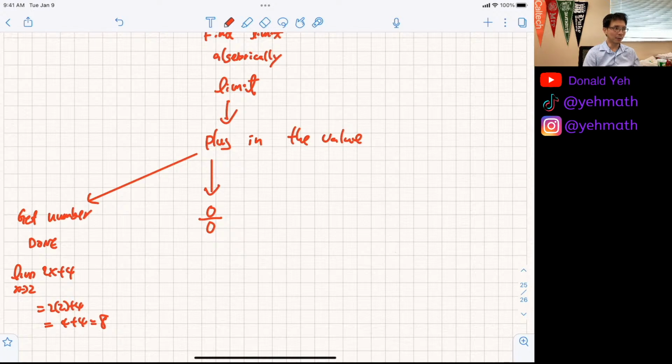Now 0 over 0 has a special term. It's not undefined, as people might think. Number over 0 is undefined, but 0 over 0 is not undefined. It's actually called indeterminate. Indeterminate, just not able to determine. It depends on the question. Some questions give 1, some 2, some 3, some 3.5. We don't know. It's not able to be determined.